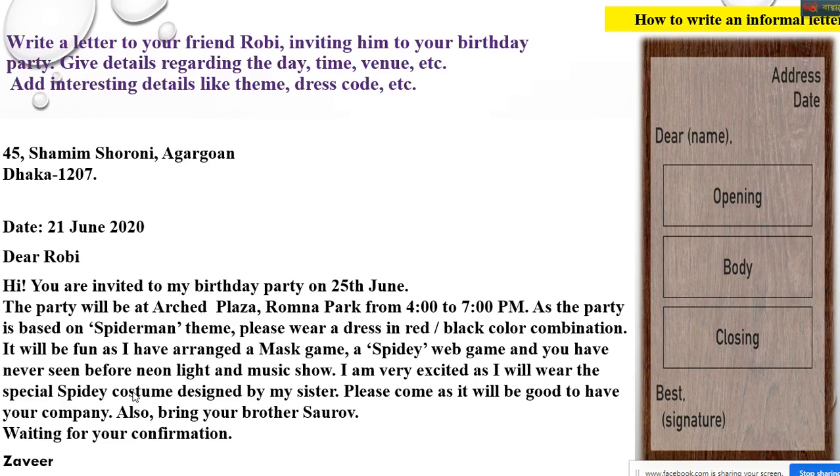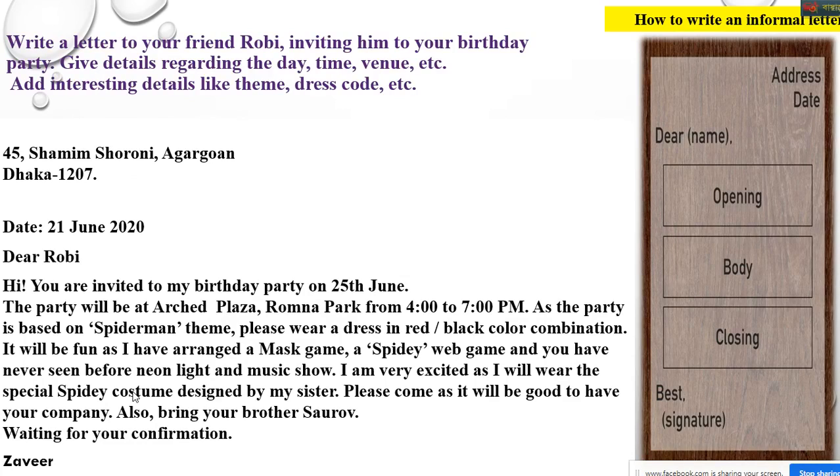So let's see what happens to the informal letter. Here is another sample letter I have given for you to understand better what a formal and an informal letter is. Here is the example of an informal letter. Write a letter to your friend Robbie, inviting him to your birthday party. Give details regarding the day, time, venue, etc. Add interesting details like theme, dress code, etc.